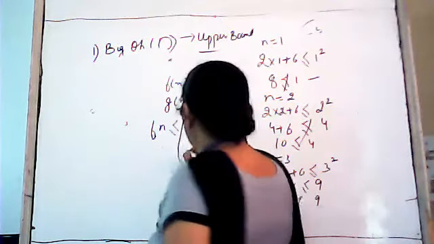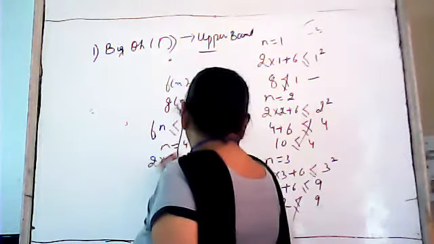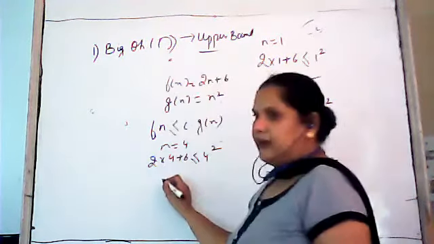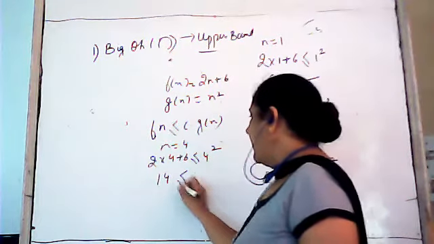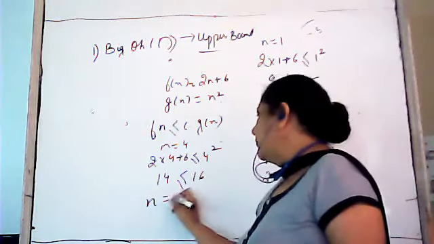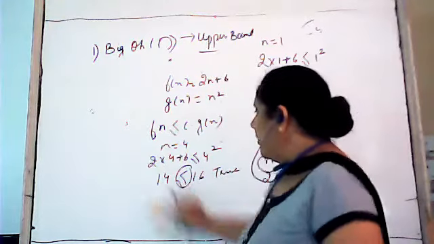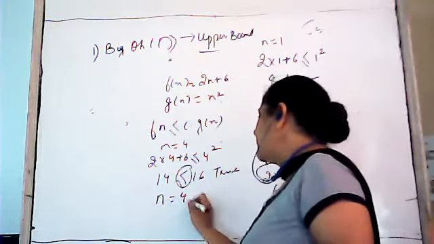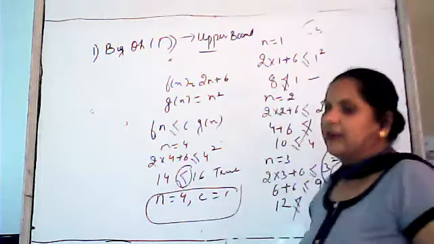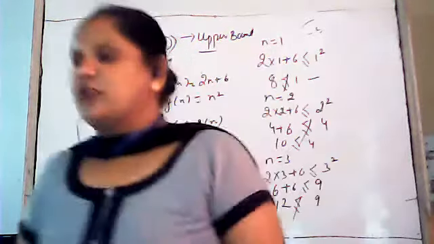Now I'll put n equal to 4. 2 into 4 plus 6 is less than or equal to 4 square. 2 fours are 8, 8 plus 6 is 14, and it is less than 16. That means for n equal to 4 this condition is satisfied and becomes true. So for n equal to 4 and c equal to 1, this relation will hold. For values of n greater than 4, this relation will hold forever. That means this function will be smaller.